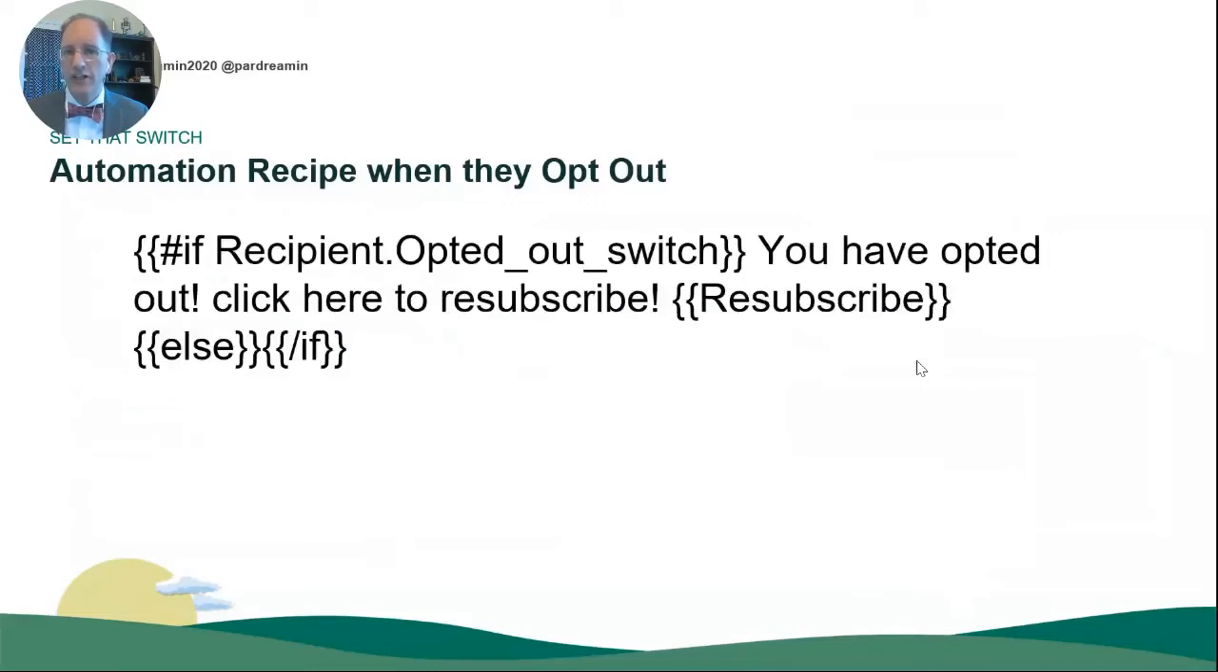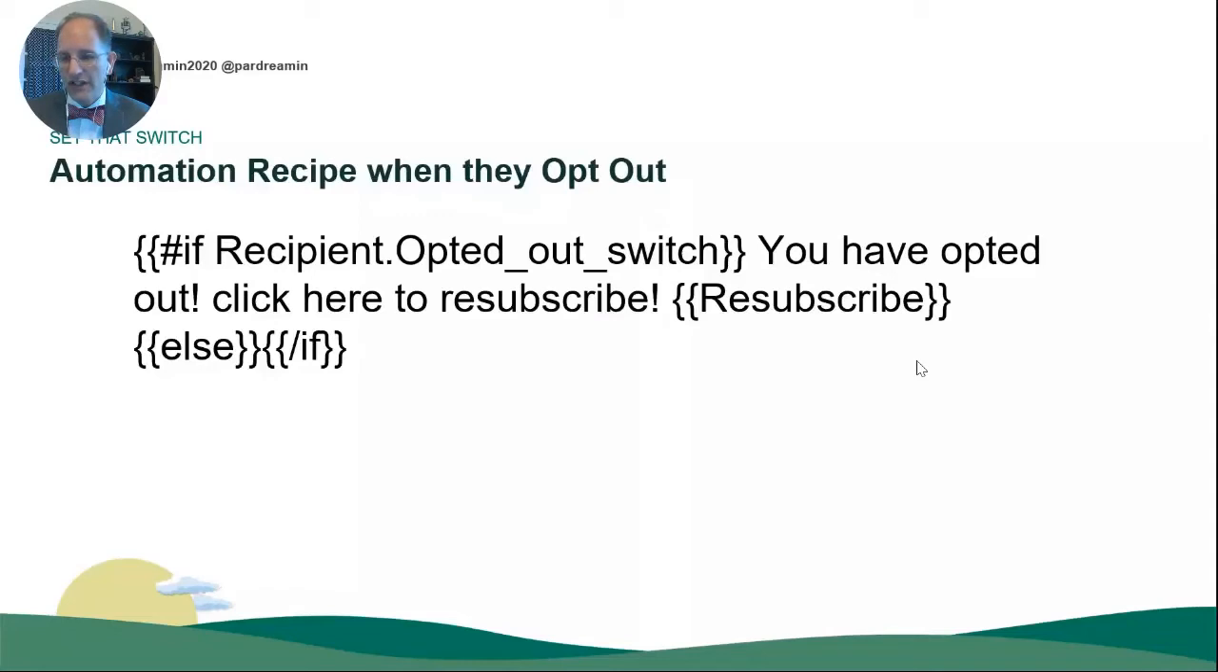If that switch field is opted out, you can put a notice in an email that you send that says you've opted out, click here to resubscribe. And if not, just don't put anything in there. So it only shows up if somebody's getting an email. Let's say you've got forms on your website they fill out, and it sends them the autoresponder or whatever, but if you've opted out, it still sends the form submit, but they don't get anything else. So this gives you the opportunity to give them that option.